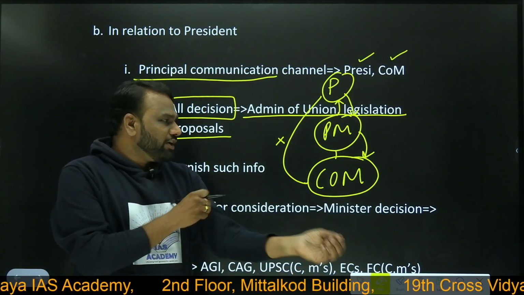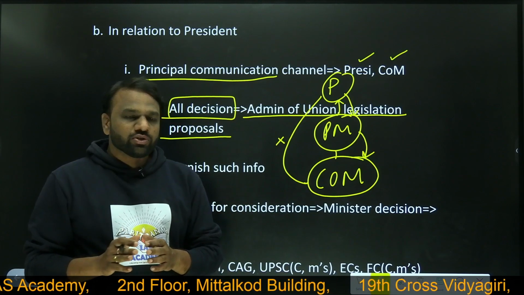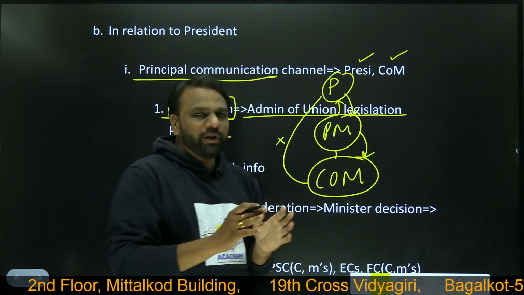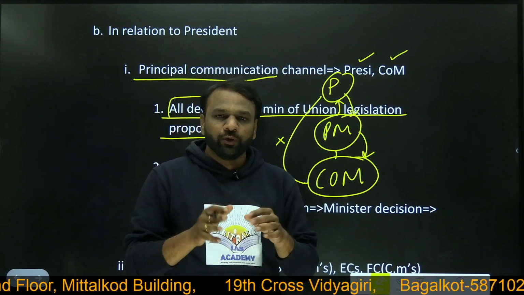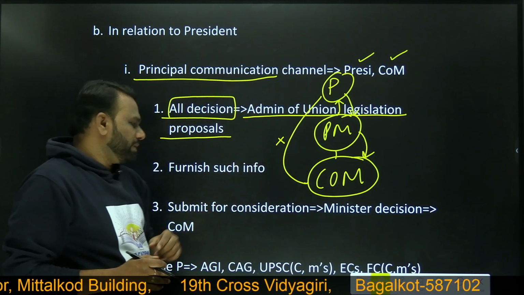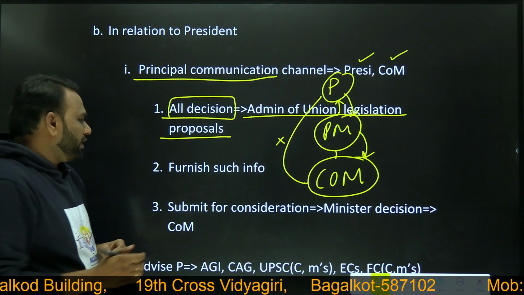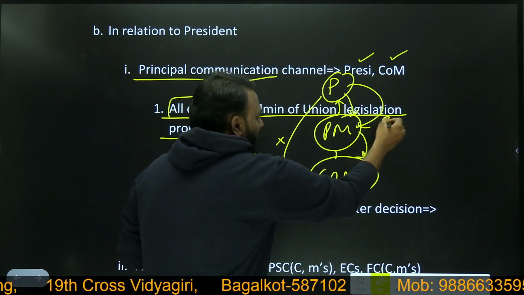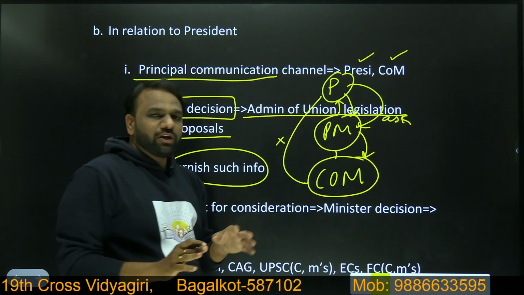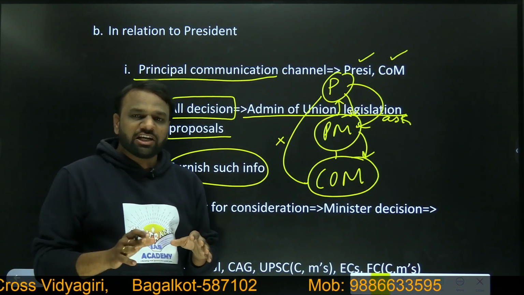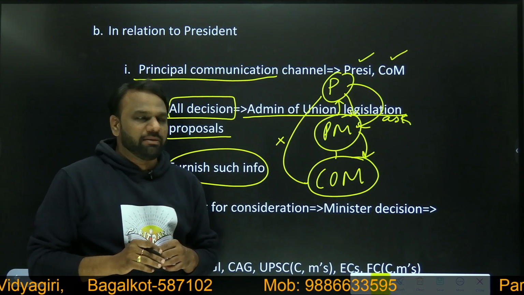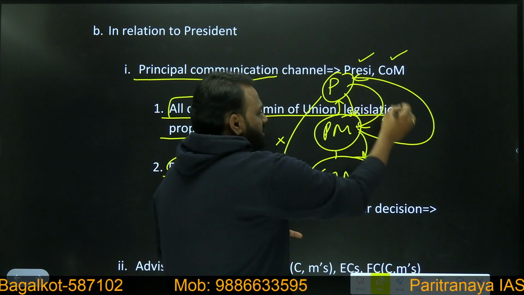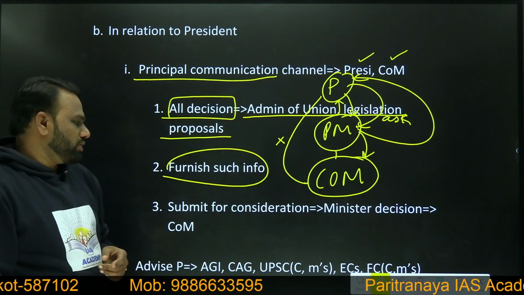So if the government wants to bring a new bill, first it will inform the President that we want to bring a new bill. That information will be communicated to the President. Similarly, the President can ask the Prime Minister to furnish such information. What will he ask? Whatever work you are doing with respect to any kind of legislation, I want the information regarding the same. At that time, the Prime Minister will give whatever information the President has sought.